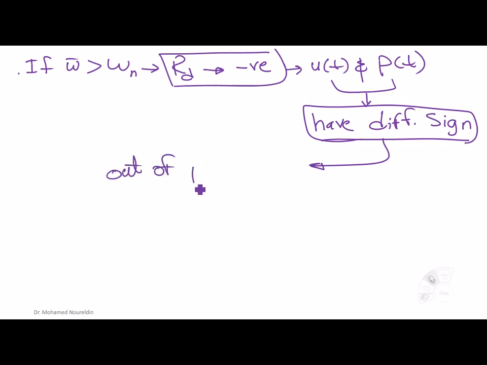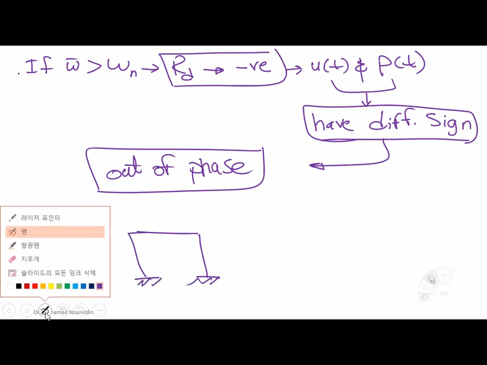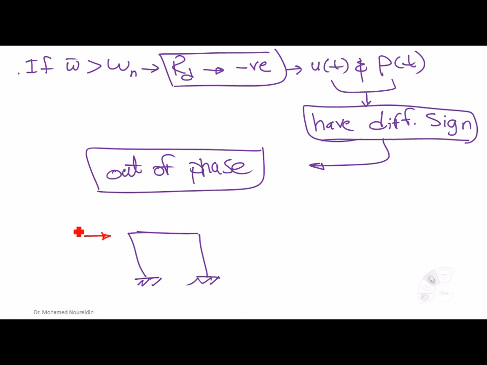Out of phase. Well, what is the meaning of out of phase? It is something like this. If we have a structure and the force being applied on it is in this direction, P of t, then because of the motion, the structure is going to deform as if it goes in the opposite direction. So here U of t, which is the response of the system, is going to be opposite to the applied force.